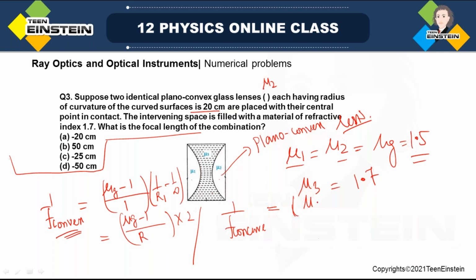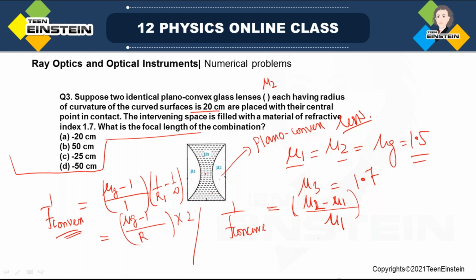See, this is mu liquid minus 1, divided by, again 1. Okay, but I think this is not true, because what you have to do, you have to write mu2 by mu1, mu2 by mu2 minus mu1 by mu1.